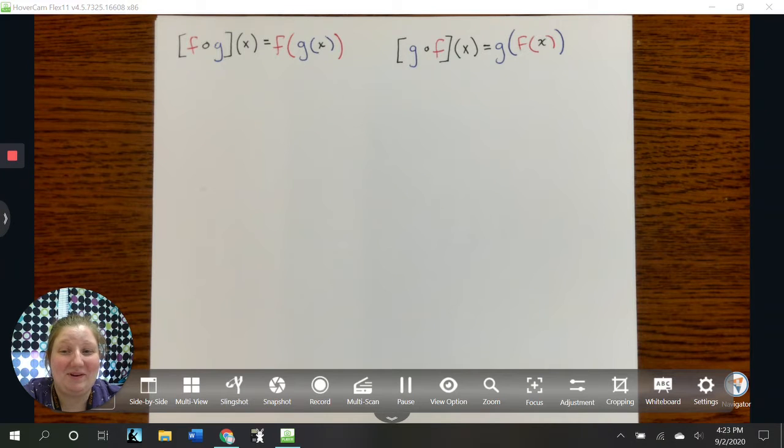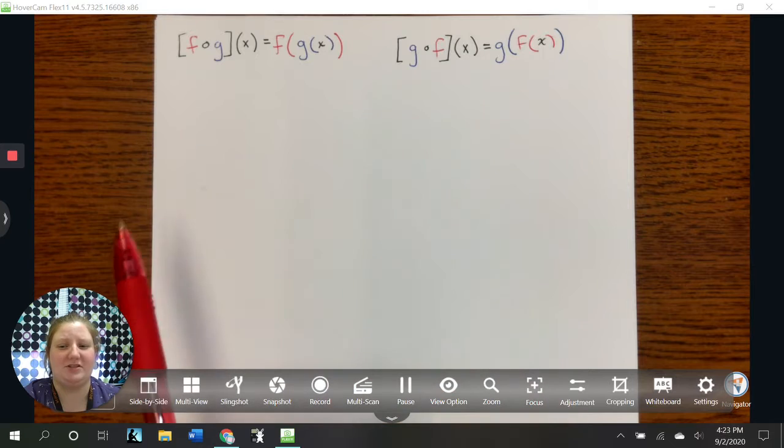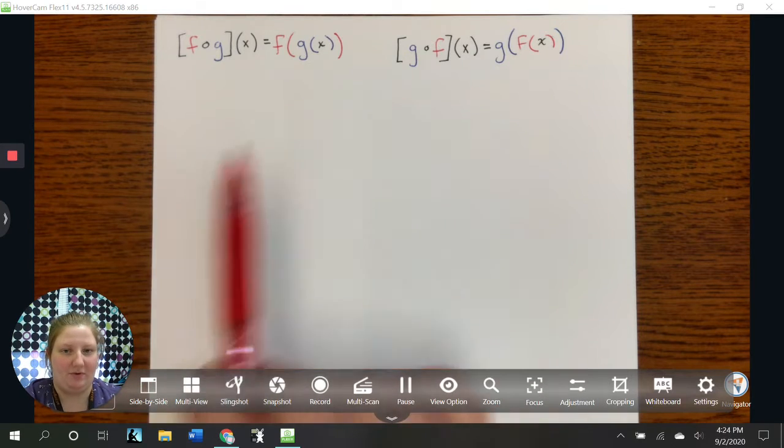Hey y'all, today we're going to talk about some more examples of compositions of functions. I know that can be really confusing at first, so we're going to just go through and work a couple of examples. So to start us off, let's look at some examples, and I have the two different ways of writing composition of function up at the top so that we can refer back to it.